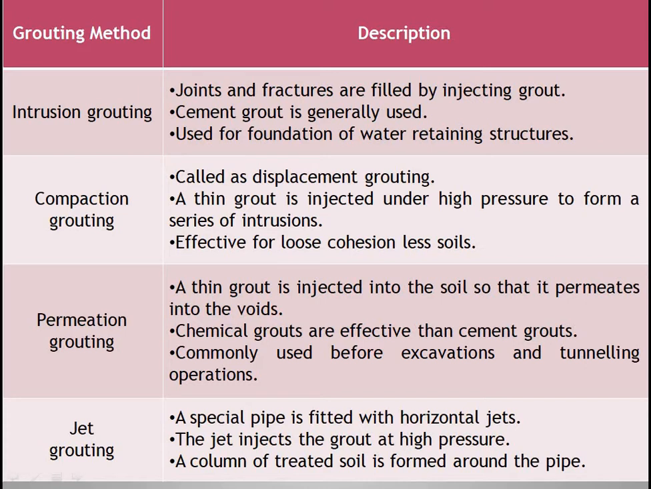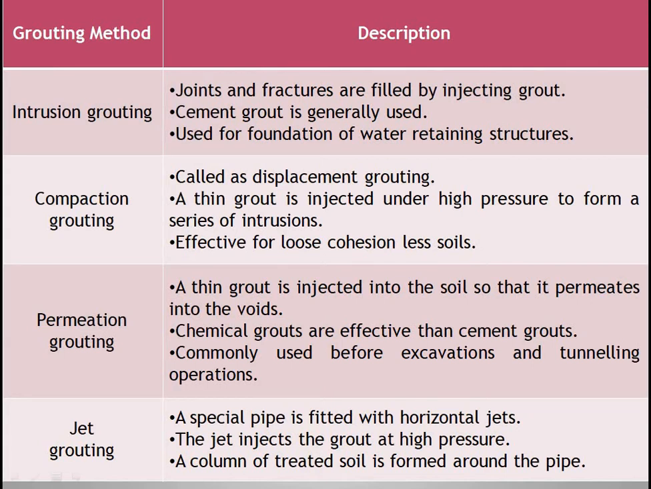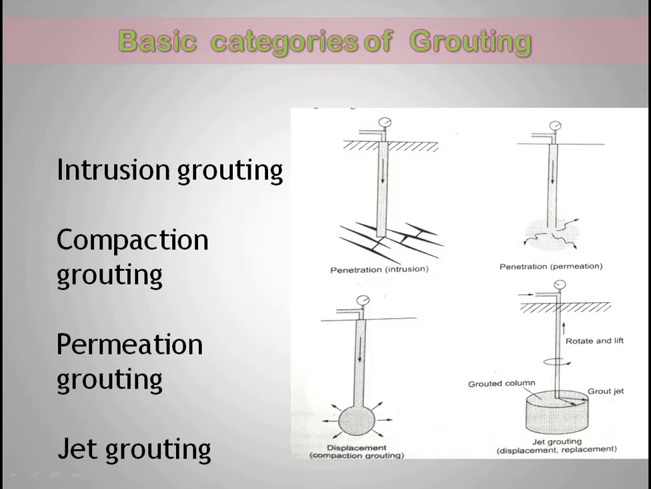The last method is jet grouting. The word jet itself says that a special pipe with a jetting arrangement is used. The jet will inject the grout under very high pressure, and it forms a column-like hard material surrounding the grout pipe. In this way the total region is made a stabilized soil. So these are the 4 grouting technologies: intrusion grouting, compaction grouting, permeation grouting, and jet grouting. Pictures are also shown here.